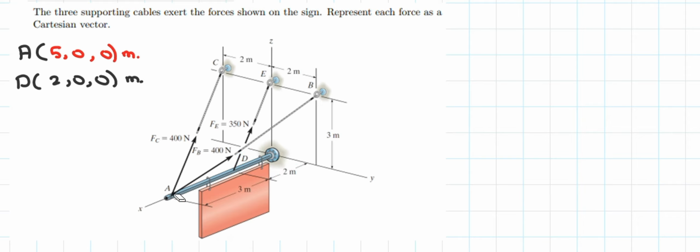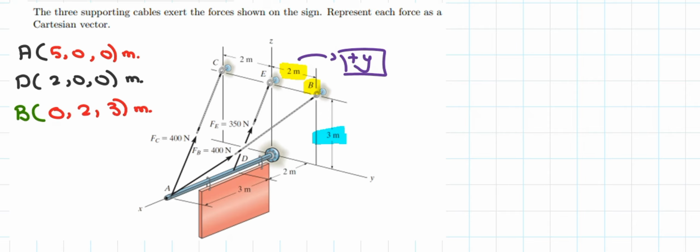Now let's talk about point B first. If you see the question diagram, point B lies on the yz plane, so there is no value of x present in point B. Point B is 2 meter distance and it is positive y, because this 2 meter distance is on the right hand side. So that's why it is positive. And this distance right here is 3 meter, the value of z present in point B, and it is positive z because this distance lies vertically upward. So the location of point B is written as (0, 2, 3) meter. This is the location of point B.